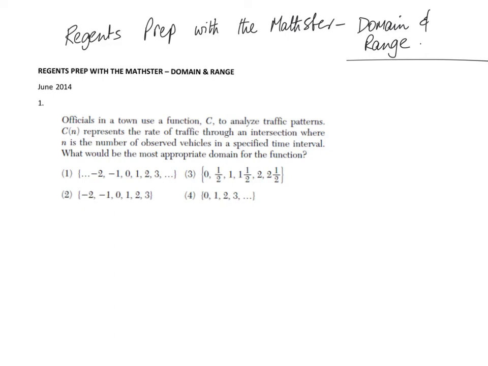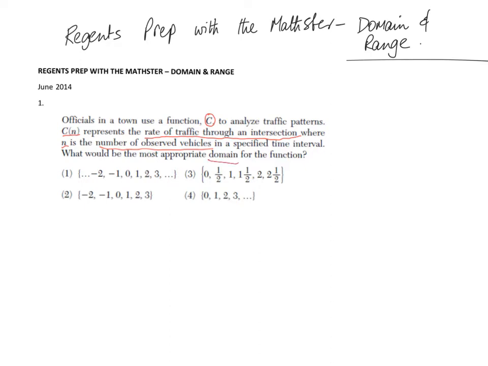Hi, so we have this Regents prep with the Mathster domain and range. June 2014, question 1. Officials in a town use a function C, so C is the function, to analyze traffic patterns. C(n) represents the rate of traffic through an intersection, where n is the number of observed vehicles in a specified time interval. What would be the most appropriate domain?